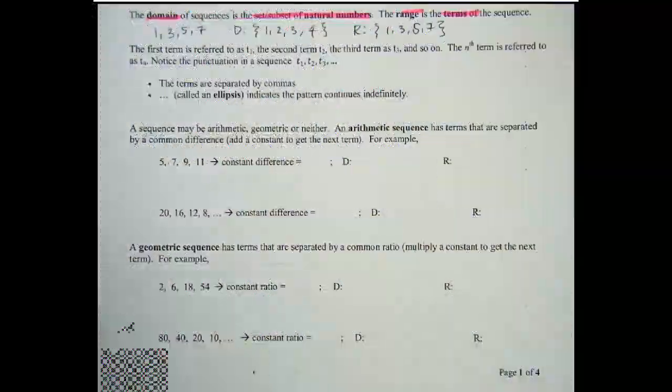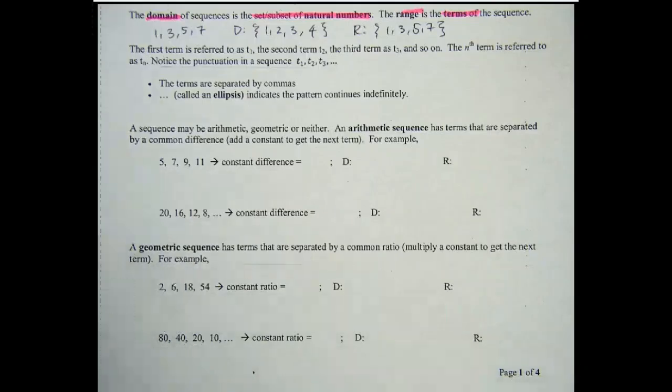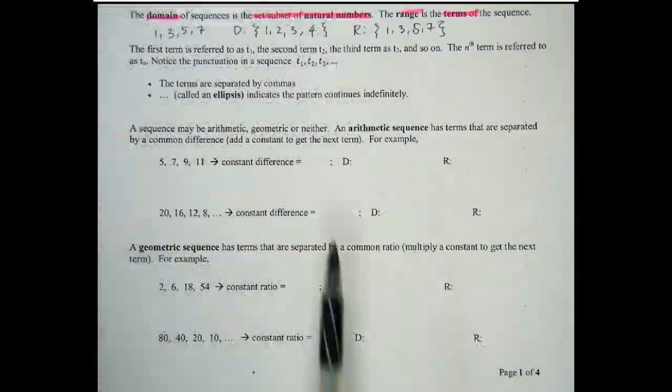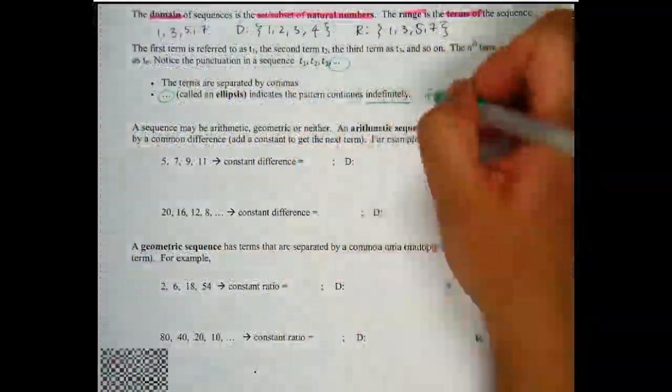Some notes about conventions. The first term in a sequence is referred to as T1, the second term T2, so on and so forth. So the little subscript tells us what term number we're talking about. The nth term would be referred to as T subscript n. If you notice the punctuation in the sequence, the terms are separated by commas. And right over here, the ellipsis tells us that the pattern continues indefinitely or forever.